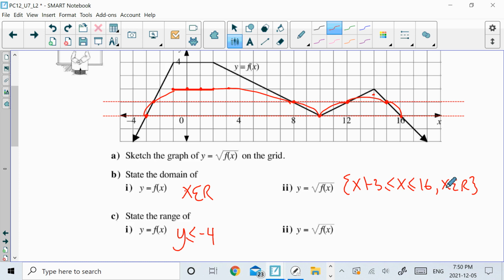The range of the radical function: the biggest y value is going to be when we take the square root of 4. So if this is the biggest on the original function, the square root of 4 is 2. That's going to be the biggest y value on the radical function. And the range is going to be from 0 to 2.